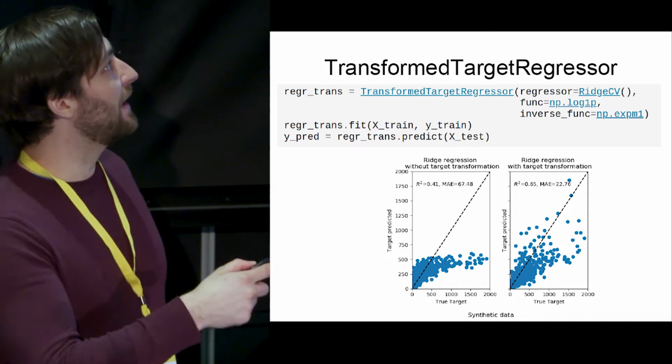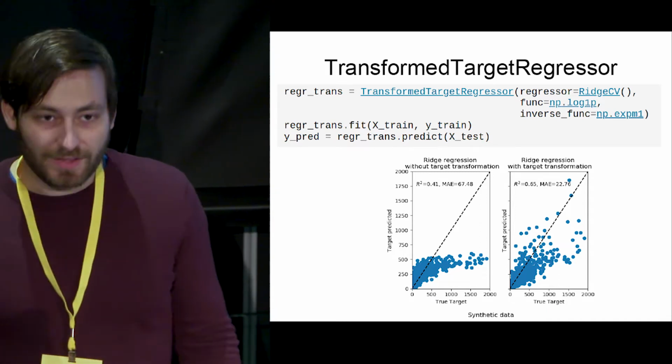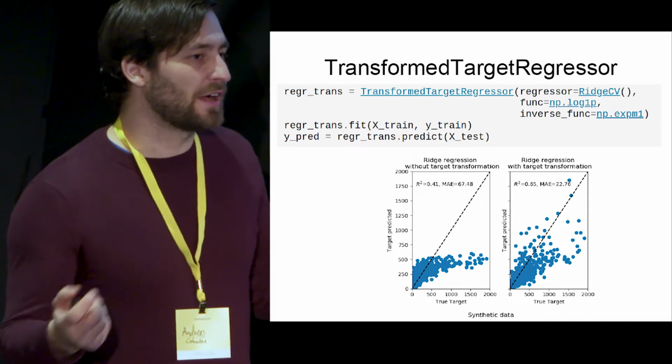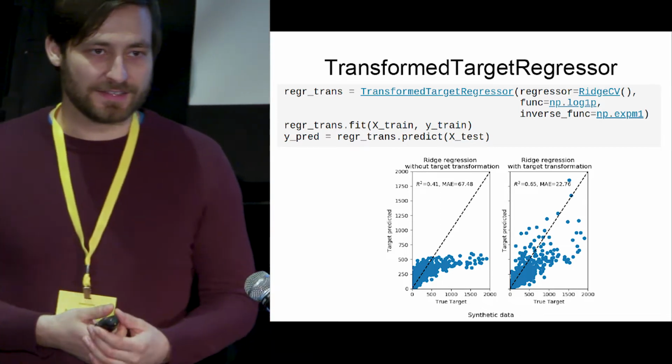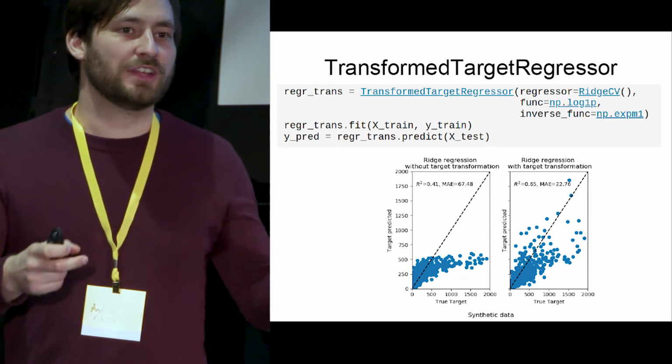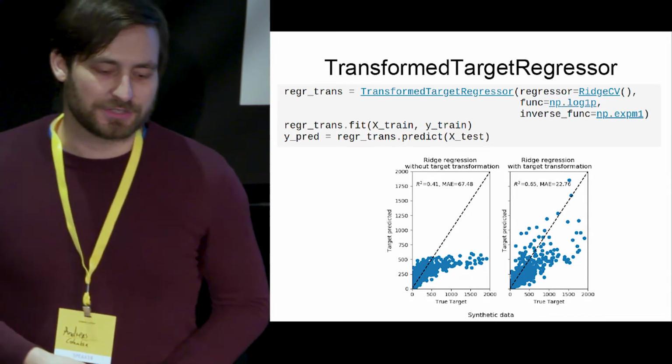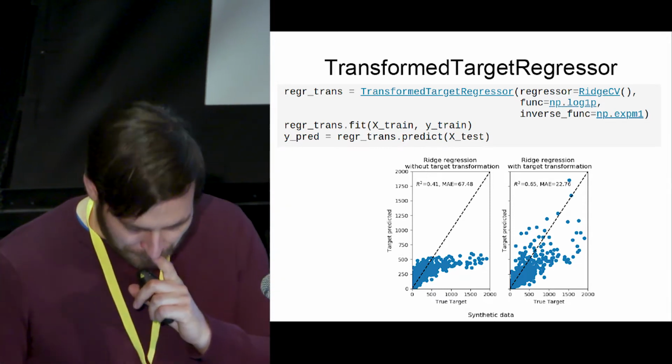So then you can put this in a grid search, and it will do the right thing. If you just apply log to your y's, and then you do grid search, you will do grid search in the logarithmic space, which is usually not what you want to do.